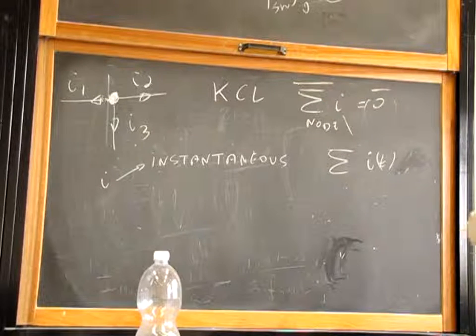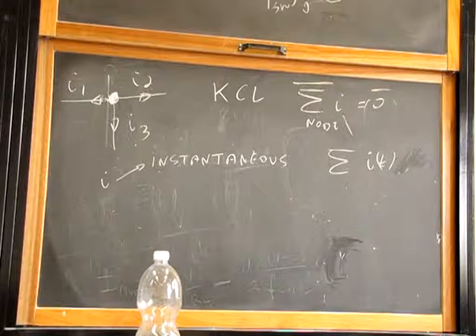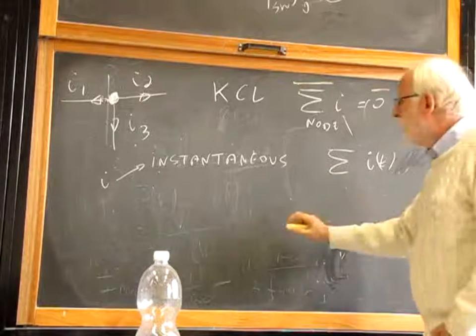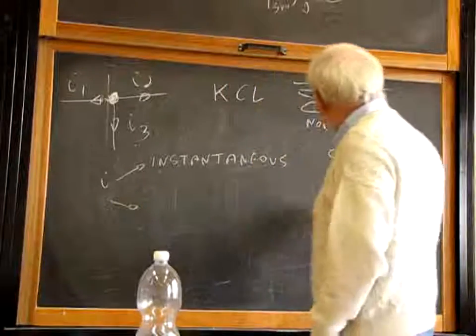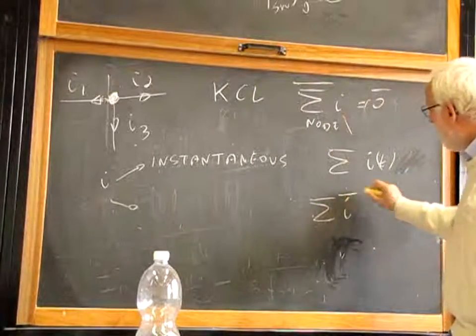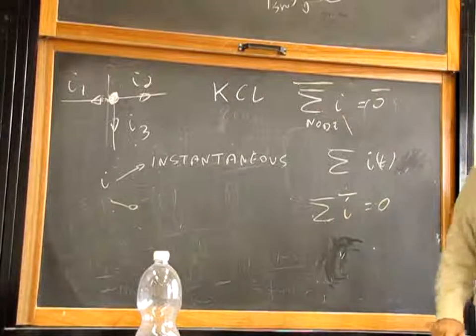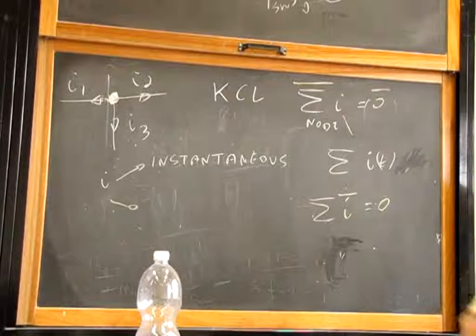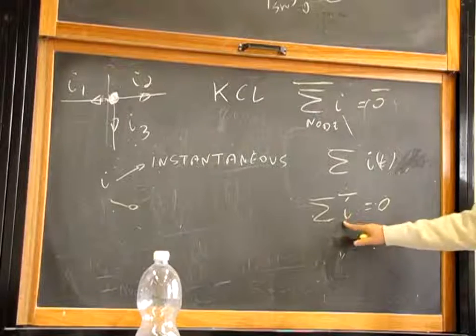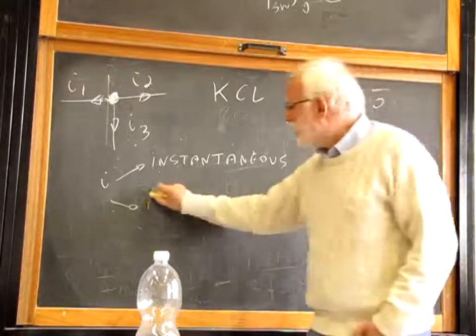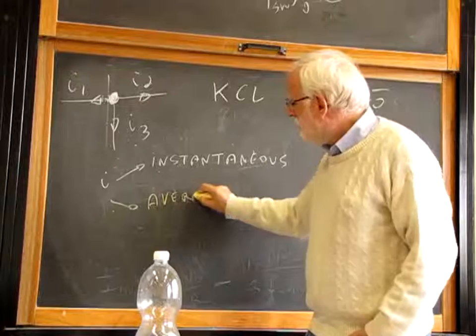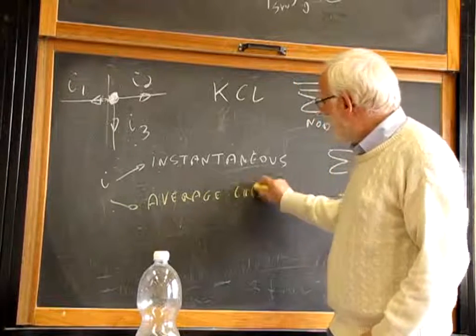So, if you have two linear operators, and there is some kind of requirements on the convergence, you can swap them, reverse them. So, this is also equal to summation of I average equals 0. What is summation over I average? You can apply the KCL for averaging current.